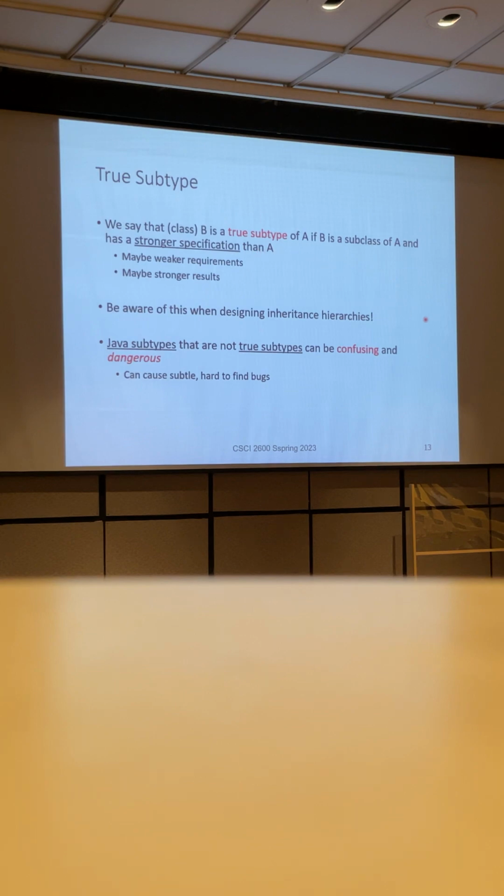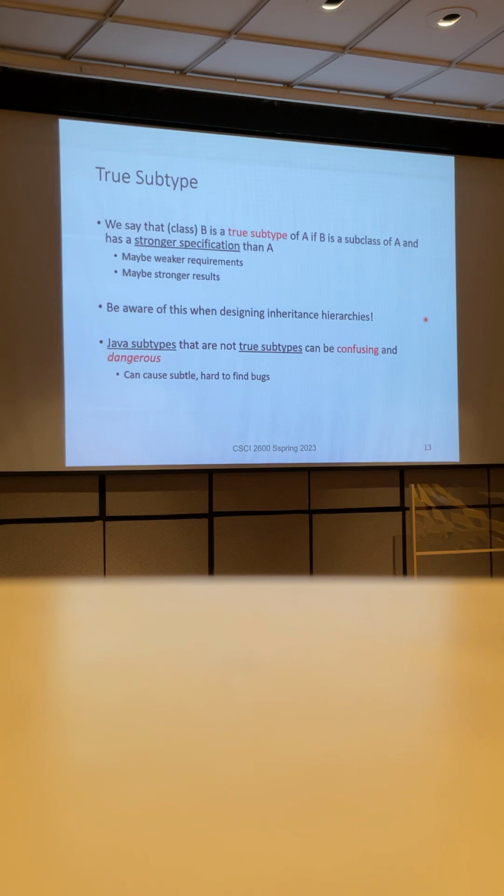And yeah, Java subtypes are not necessarily true subtypes. But it's on you to decide whether you want your Java subtypes to be true subtypes or not. If you make Java subtypes that are not true subtypes, the compiler is not going to stop you. It is legal Java code, but it's going to create problems with your inheritance hierarchies. It may cause subtle bugs that would be very hard to find.